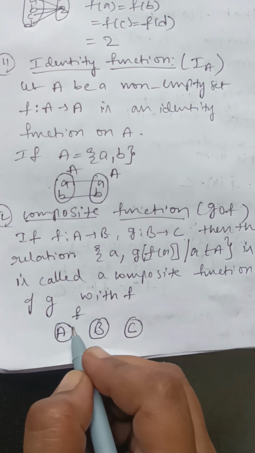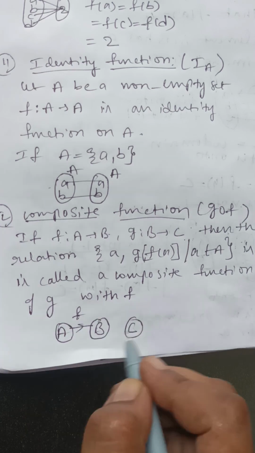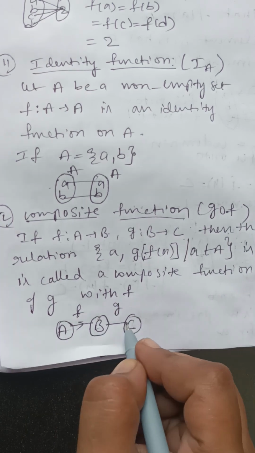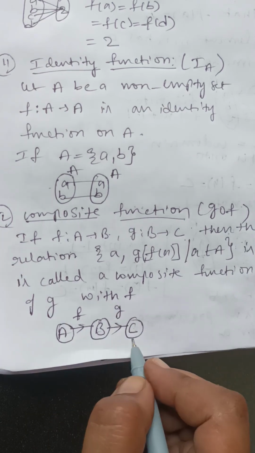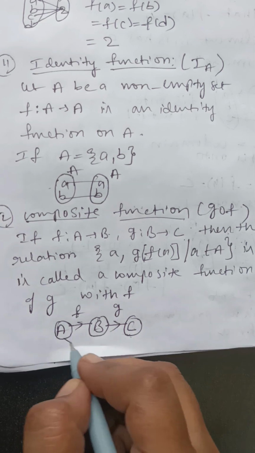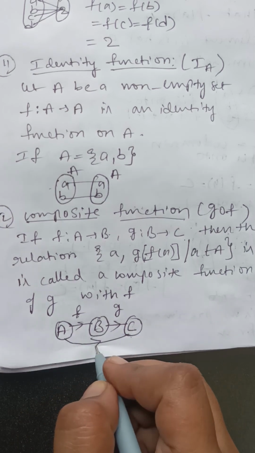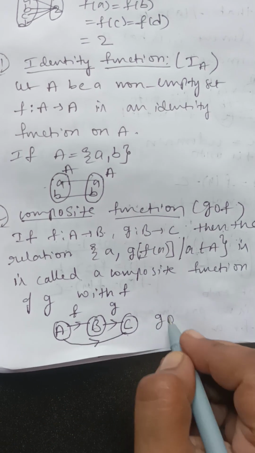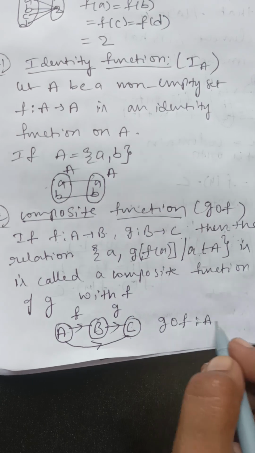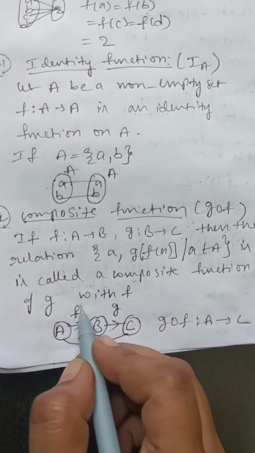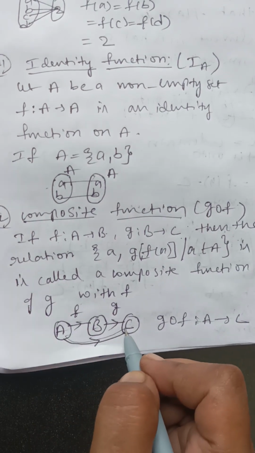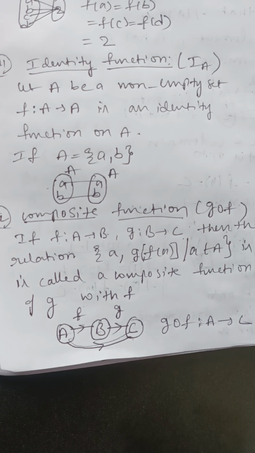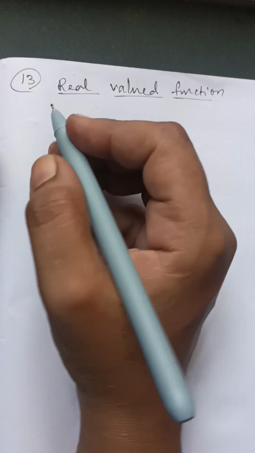Take three sets A, B, C. F maps A to B, G maps B to C, then G circle F maps A to C. So G circle F maps A to C. This is a composite function.